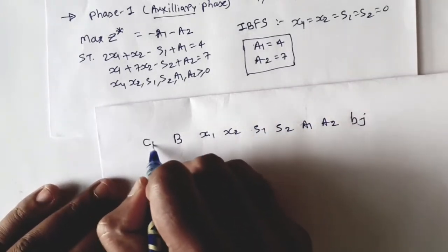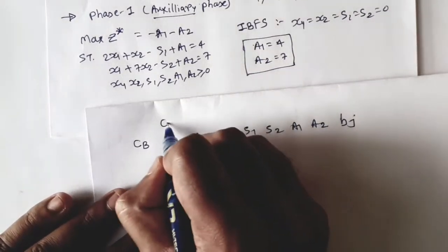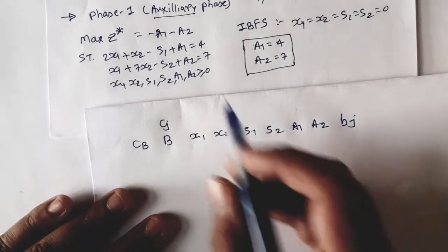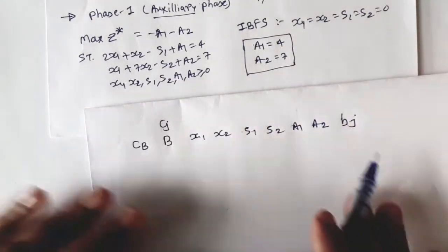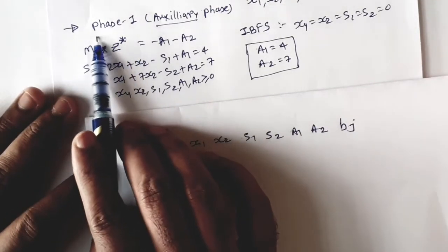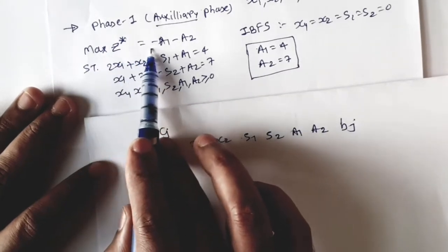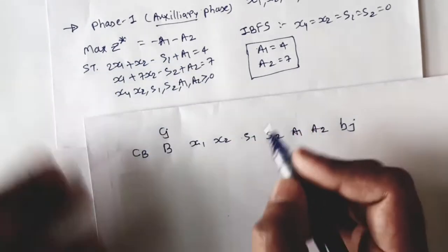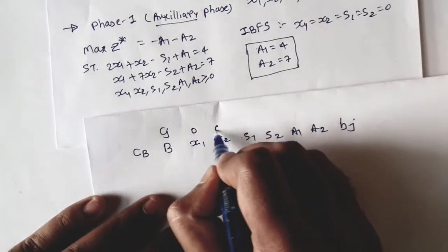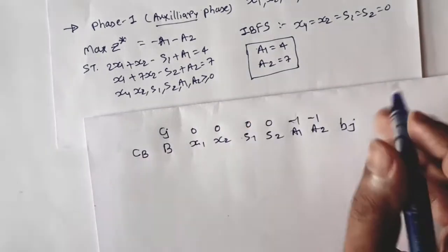To the left of this basis column is the coefficient of the basic variable, and above that are the coefficients of all these variables from the objective function. Keep in mind, until we complete phase 1, our objective function is this auxiliary objective function, which is maximize z star equal to minus a1 minus a2. So the coefficients of x1, x2, s1, s2 are 0, and for a1 and a2 it is minus 1.